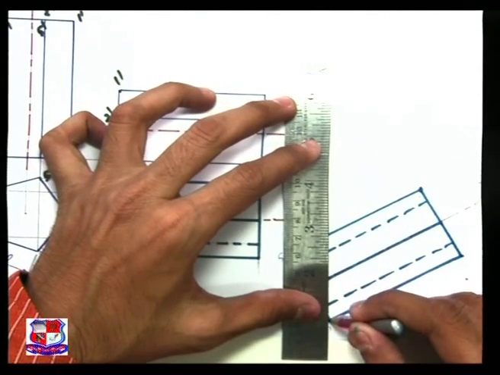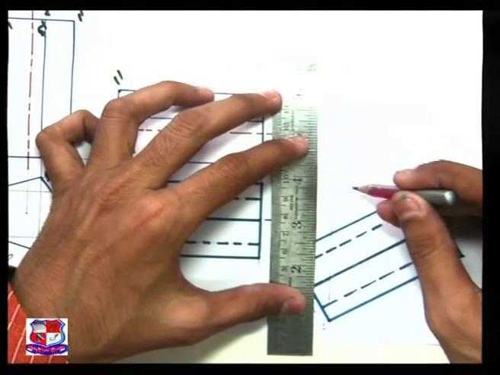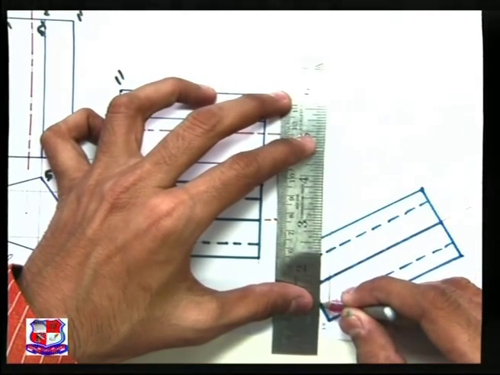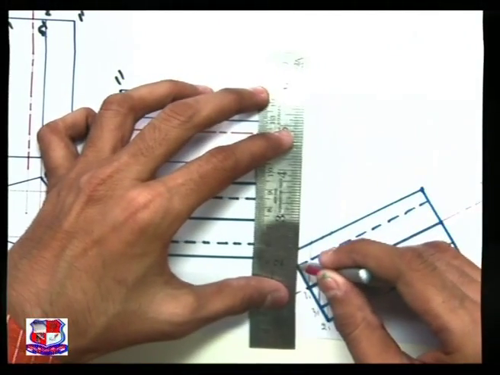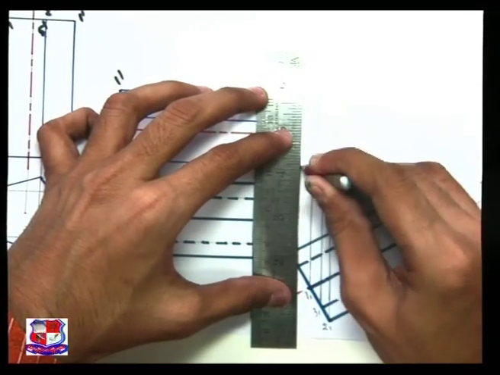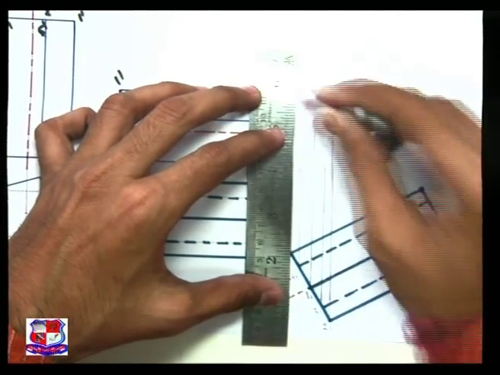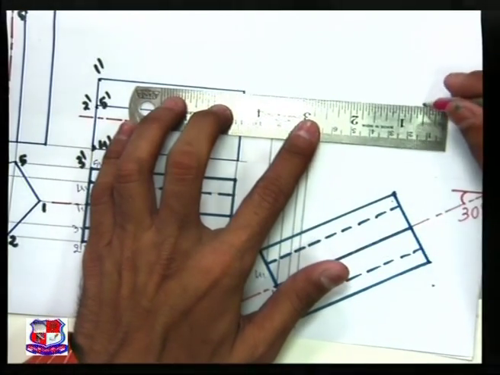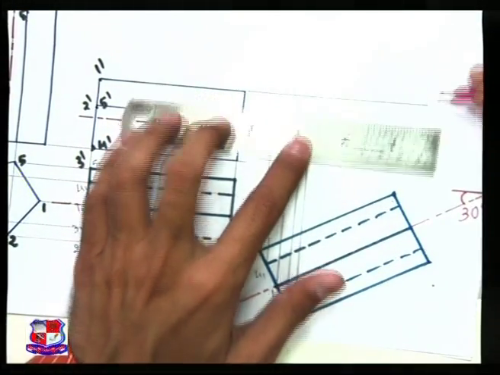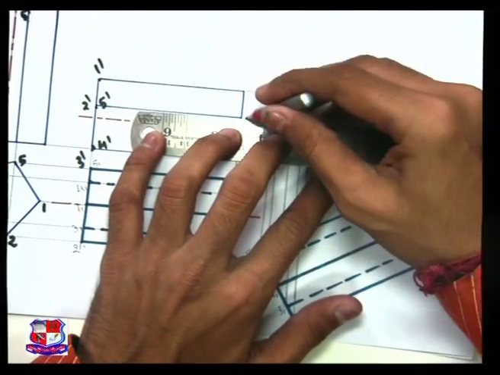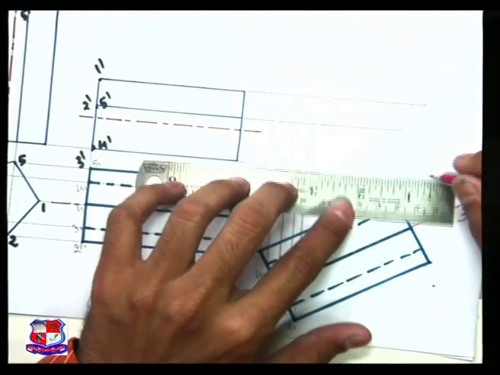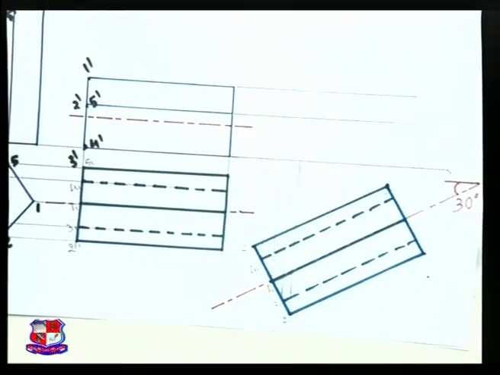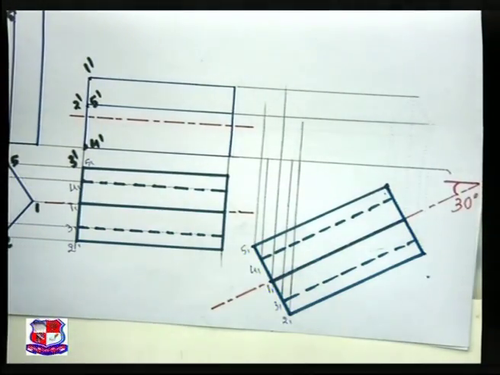Projection from 1 2, 3, 4 and 5, right? Similarly, horizontal lines from 1 dash, 2 dash, all the points 1 dash, 2 dash, 3 dash and 4 dash are on the XY line. So pick up all the points over here.